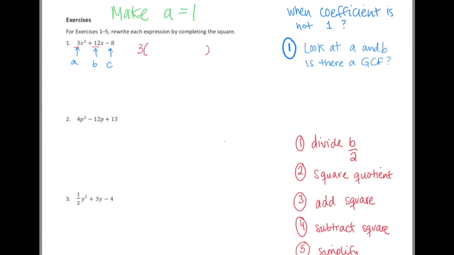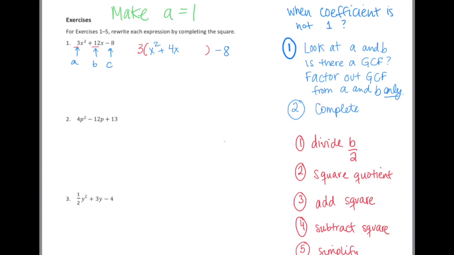So let's look at this first example here. I notice that I can pull out the 3 as my GCF. So if there is that, then go ahead and factor out the GCF from A and B only. We're not touching C right now. When I do that, I'm going to have 3 on the outside, and then that leaves me with x squared plus 4x, minus 8. Notice I put that x squared plus 4x, which is a binomial right now, in parentheses, and I'm leaving some space behind because it's going to become a trinomial.